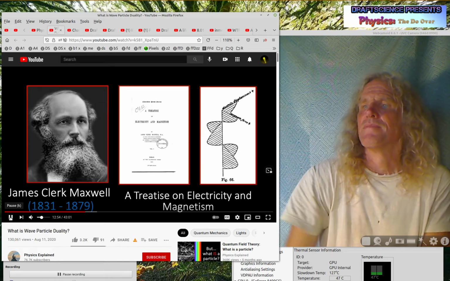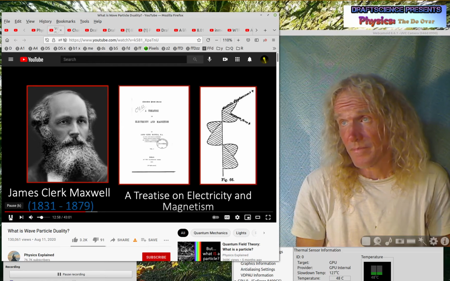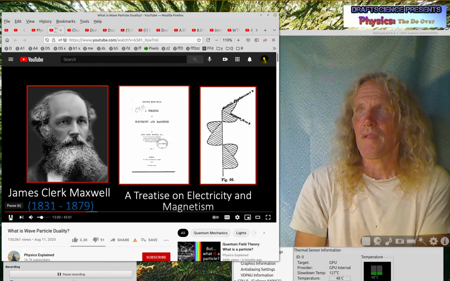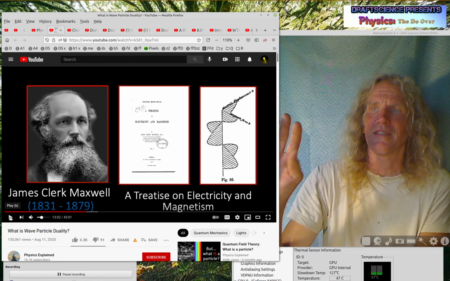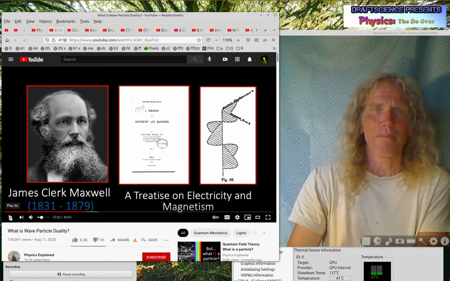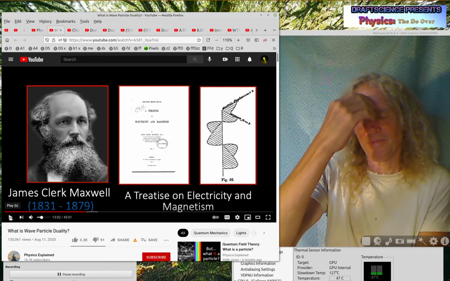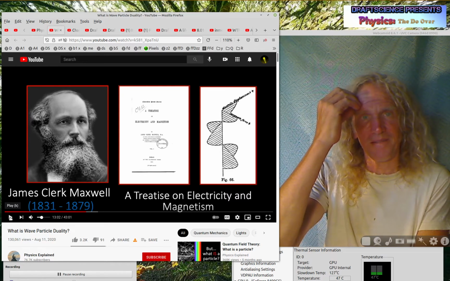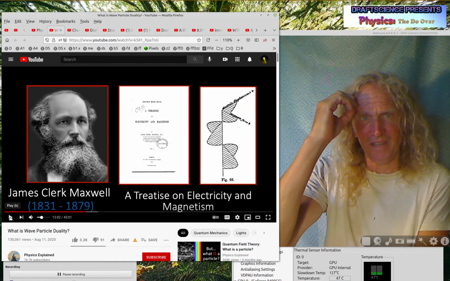"Predicted that waves of oscillating electric and magnetic fields should exist with a speed that could be calculated using the measured constants of the theory." So these weren't measured constants, so that's another lie. So that's just crap. There's no measured constants here. I mean, the permeability and permittivity of space weren't measured constants.